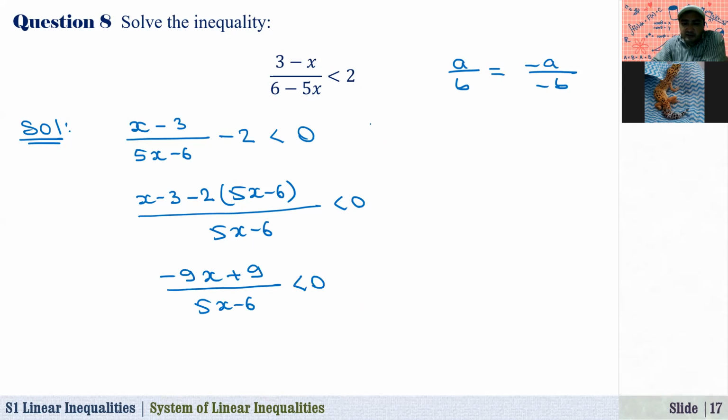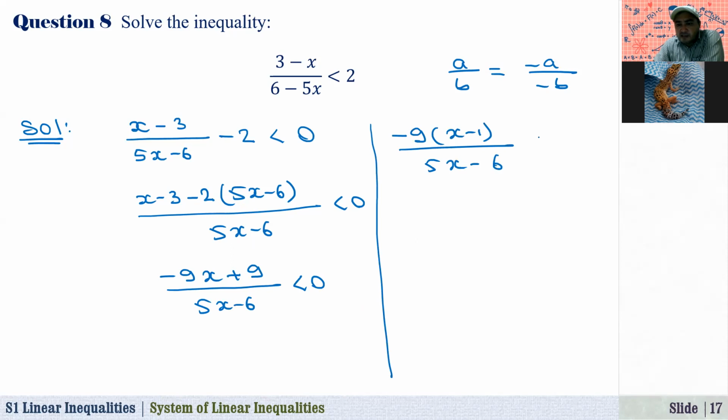Now again, as you see here in the numerator, -9 is a common factor. I can just write this -9 times x minus 1, over here we have 5x minus 6 less than 0. What happens now if you just divide both sides by -9? Nothing happens. We are just dividing by -9. The only change we have to make here is we need to change the inequality sign. So if you divide both sides by -9, here we have x minus 1 over 5x minus 6 greater than 0, because I have divided by -9.